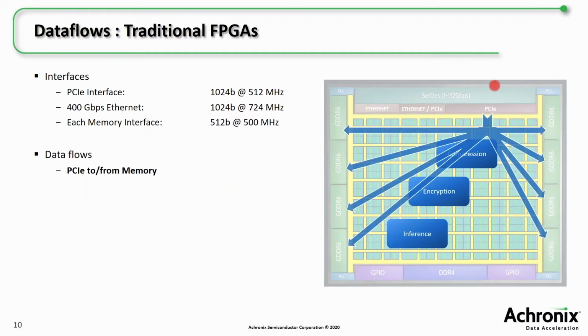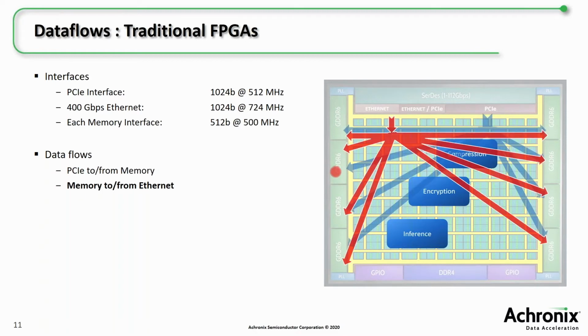So first of all, we'll look at PCI Express. In a traditional FPGA, the PCI Express core is adjacent to the FPGA, and to communicate with external memory, the PCI Express data travels across the FPGA to get to the external memory.